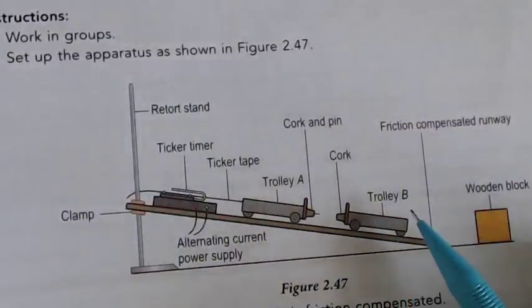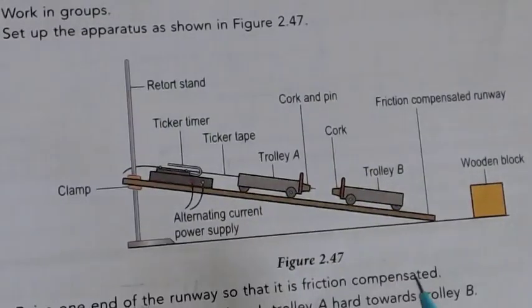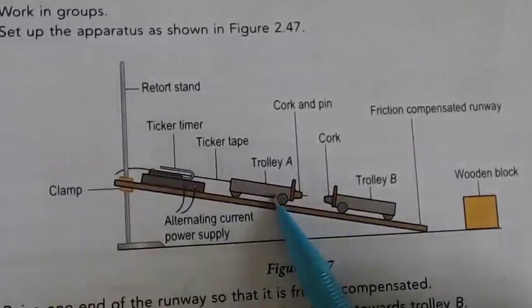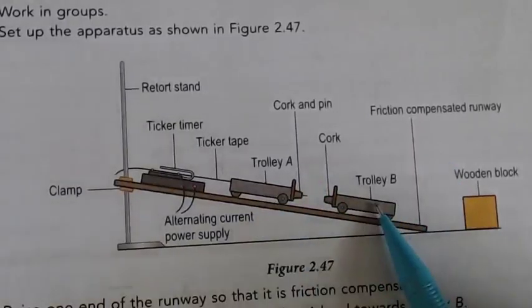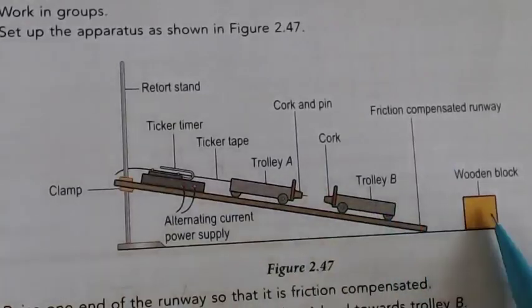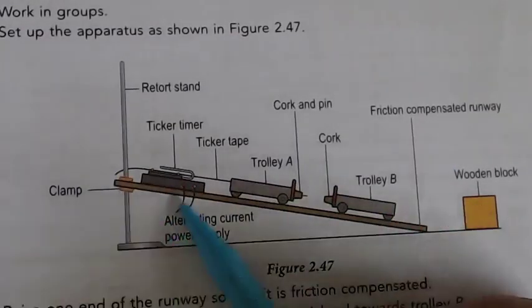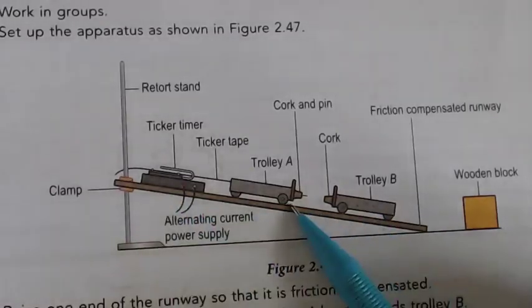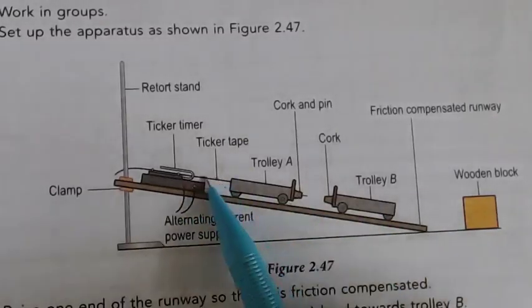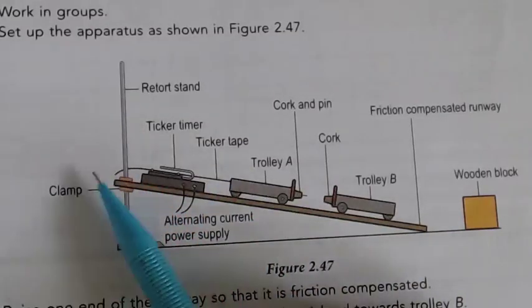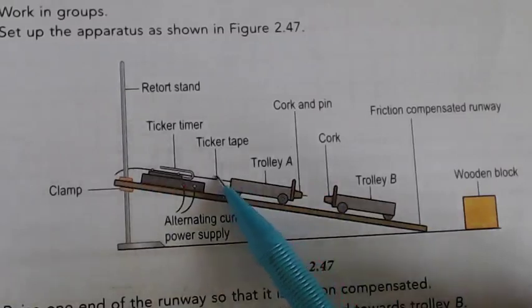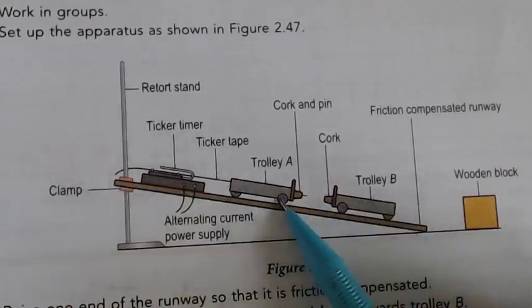So there is this arrangement of the activity. We are going to do the activity. We have trolley A, we have trolley B. We have a wooden block here. We have a runway. We have a ticker tape that you know already, used to study the pattern of the ticks on the tape. Okay.